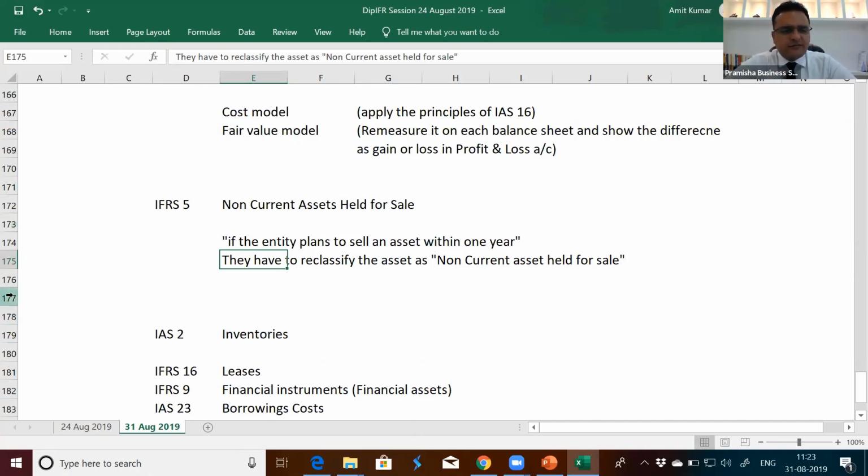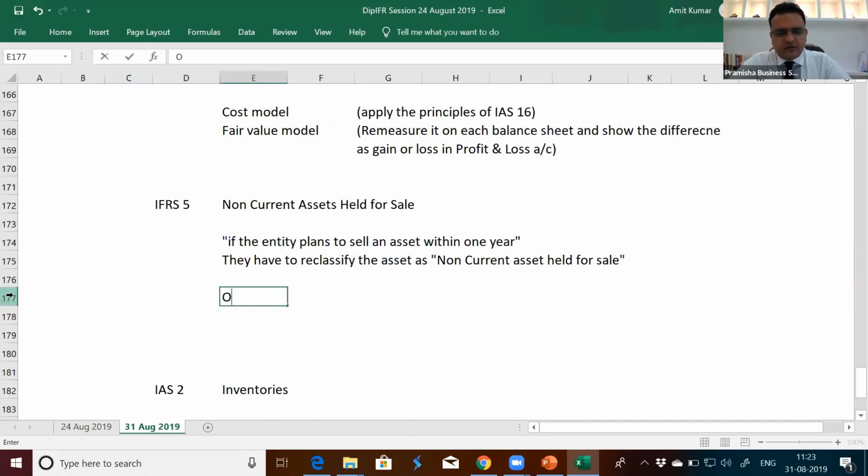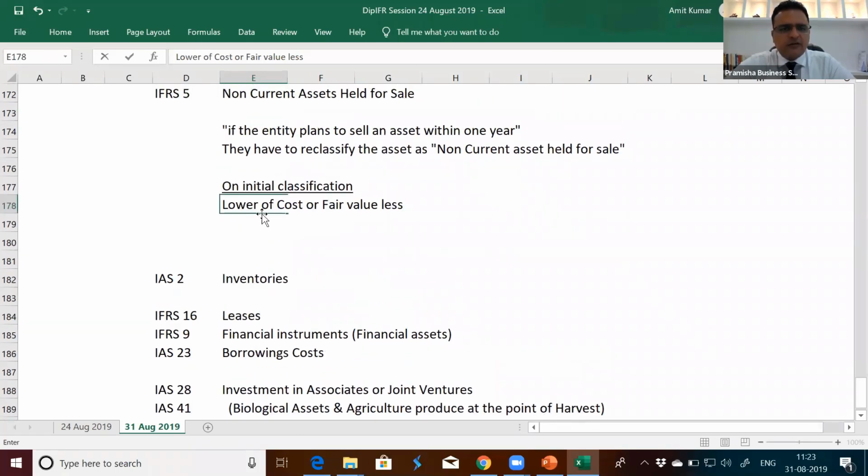On initial classification, it has to be recorded at the lower of carrying amount, I would say, lower of carrying amount or fair value less cost to sell. Initial recognition will be at lower of carrying amount or fair value less cost to sell.